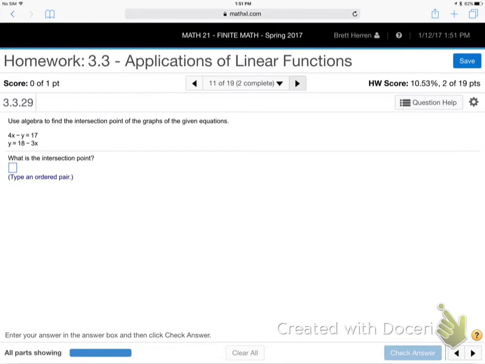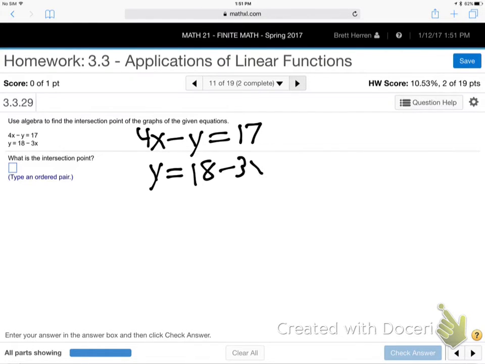Okay, so they're giving me 2 equations: 4x minus y is 17, and y equals 18 minus 3x. If I was to bother to graph them, which I'm not going to, what would the graphs look like? Would they be U-shapes, or circles, or what would those graphs be? Both straight lines.